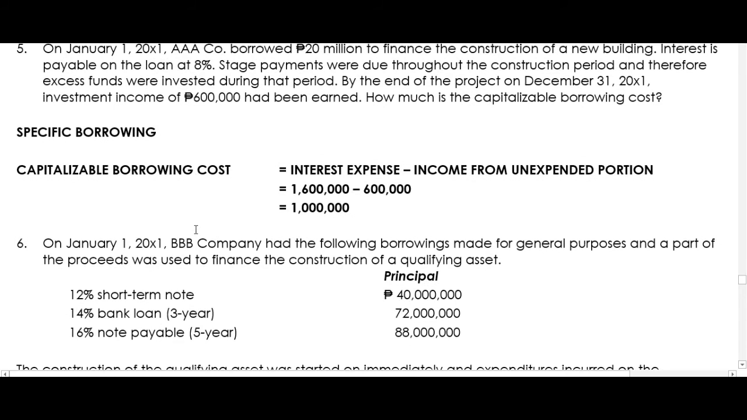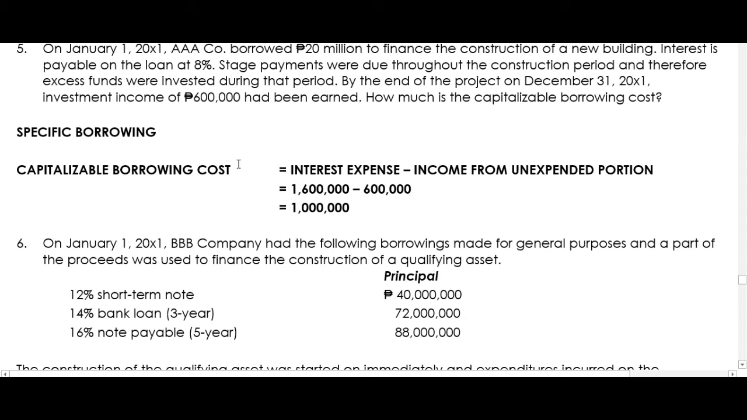Question number 5. On January 1, 20X1, AAA company borrowed 20 million to finance the construction of a new building. Interest is payable on the loan at 8%. Stage payments were due throughout the construction period, and therefore excess funds were invested during the period. By the end of the project on December 31, 20X1, investment income of 600 has been earned. How much is the capitalizable borrowing cost?